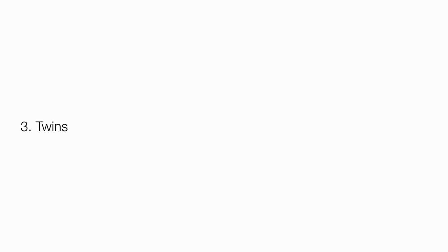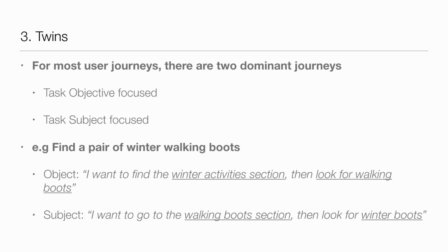Twins. And why is a twin? Now, for most journeys, there are two dominant ways of getting to that. So two ways getting to your destination. You have objective focus and subjective focus. What do I mean by this? So your task is finding a pair of winter walking boots. So the objective path is saying, I want to find the winter activities section and then look for walking boots.